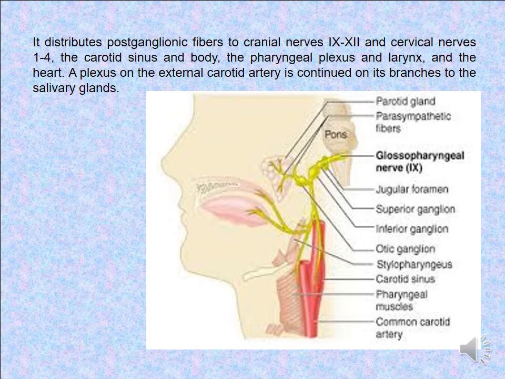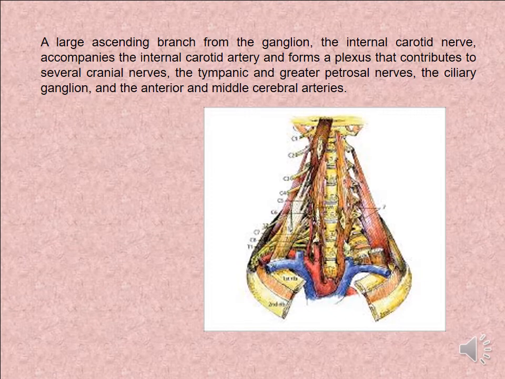A plexus on the external carotid artery is continued on its branches to the salivary gland. A large ascending branch from the ganglion, the internal carotid nerve, accompanies the internal carotid artery and forms a plexus that contributes to several cranial nerves, the tympanic and greater petrosal nerves, the ciliary ganglion, and the anterior and middle cerebral arteries.